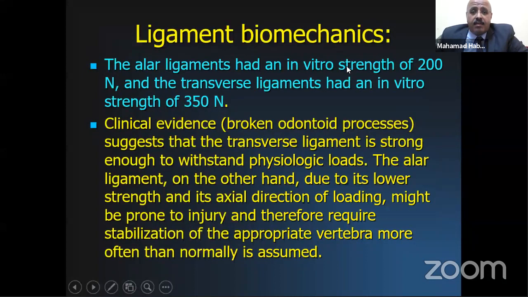Ligament biomechanics. The alar ligament, the blue one, had an in vitro strength of 200 Newton, while the transverse ligament had an in vitro strength of 350 Newton. Clinical evidence that a broken odontoid process suggests that the transverse ligament is strong enough to withstand physiologic loads. The alar ligament, on the other hand, due to its lower strength and its axial direction of loading, might be prone to injury and therefore require stabilization of the appropriate vertebrae more often than normally is assumed.